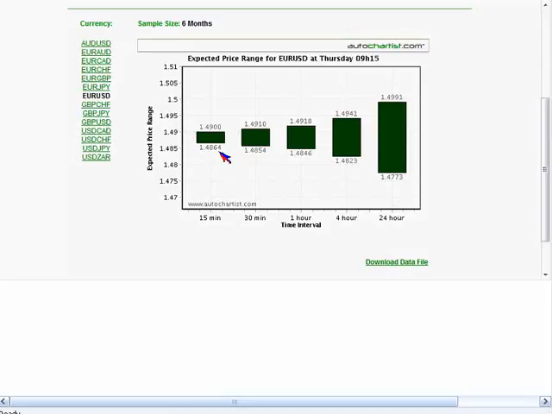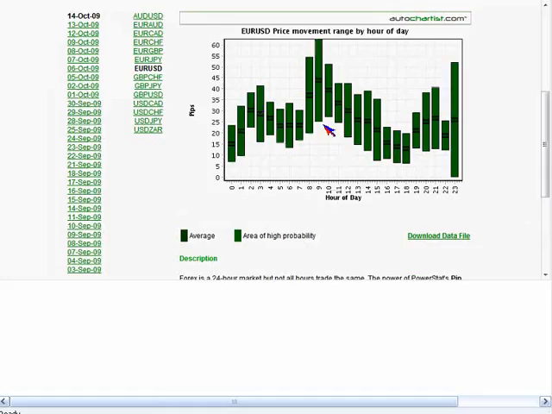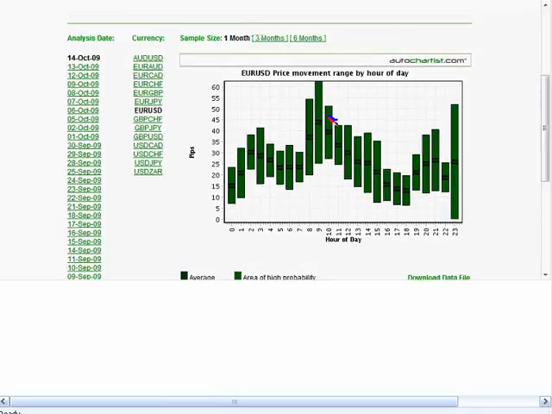Now 36 pips on a 15-minute chart, that's a good number of pips, considering that between 9 and 10 o'clock on average, I'm likely to see 40, 45 pips. So I realized that just by looking at the expected price range and comparing it to the PowerStats 1 month look back, this market's still fairly volatile. Now, a lot of that's affected because of the volatility we saw at 8:30, but this market is really factoring in a large amount of volatility.